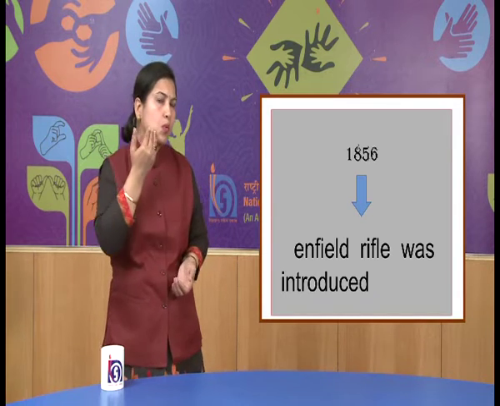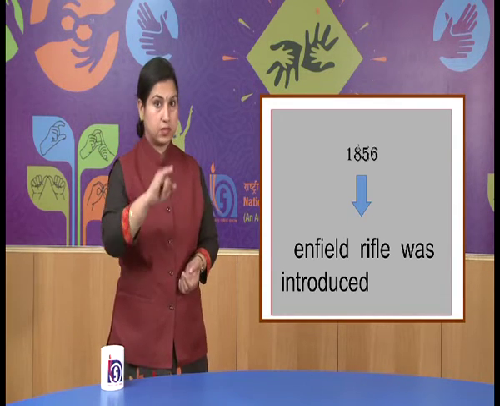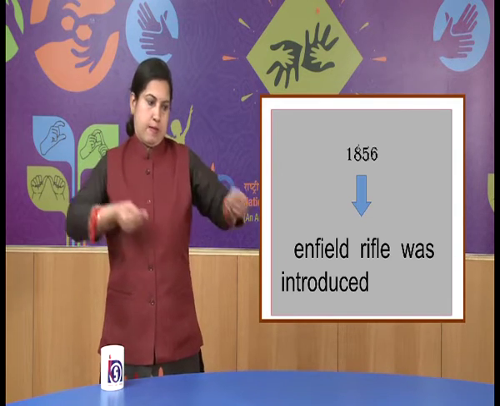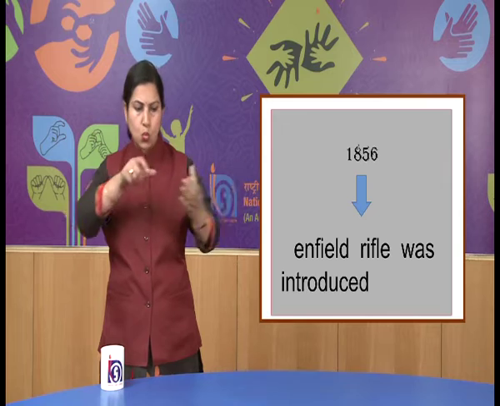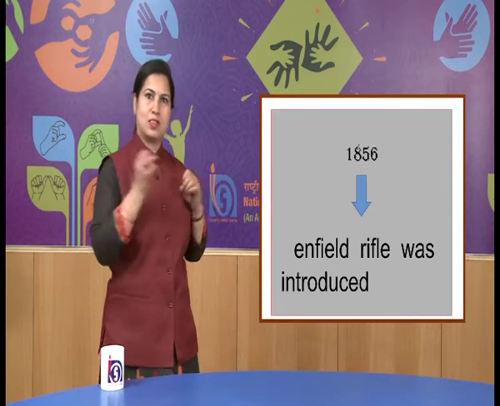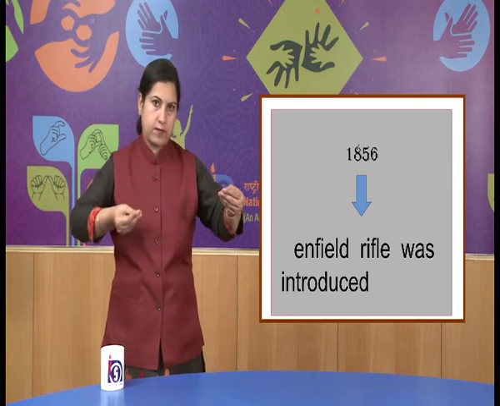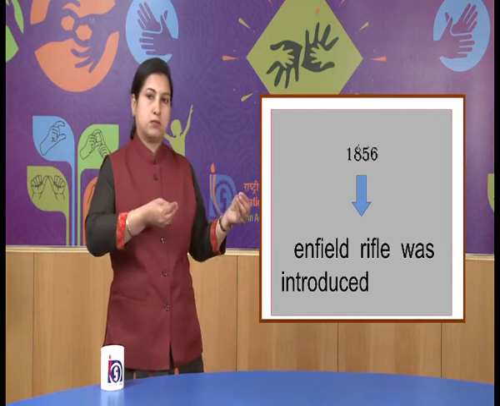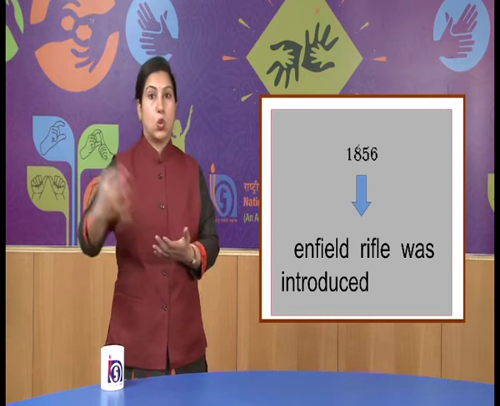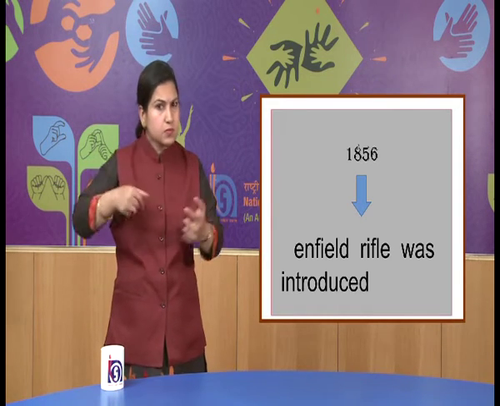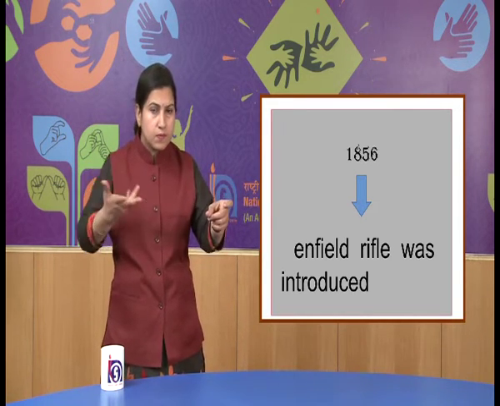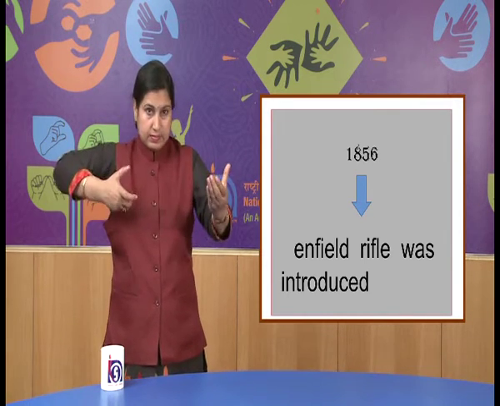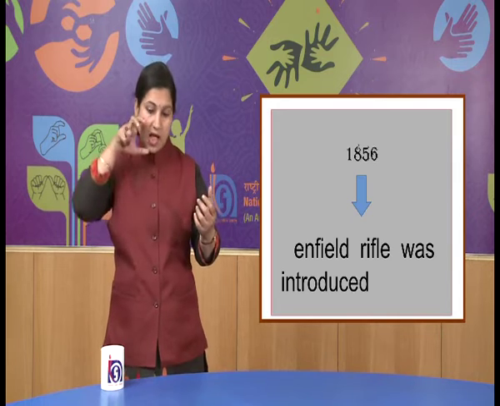In the year 1856, the British government decided to introduce new Enfield rifles in place of old ones. So, all the old rifles were to be exchanged with the new one. And to use the new rifle, the soldier had to bite the cartridge from their mouth.